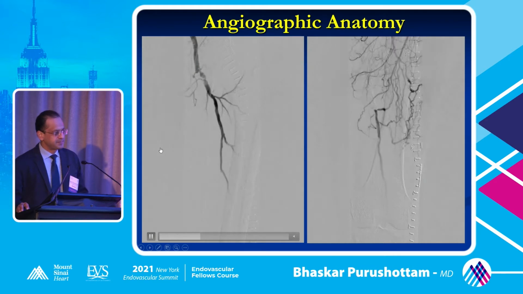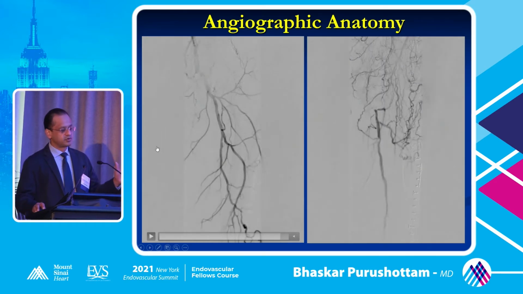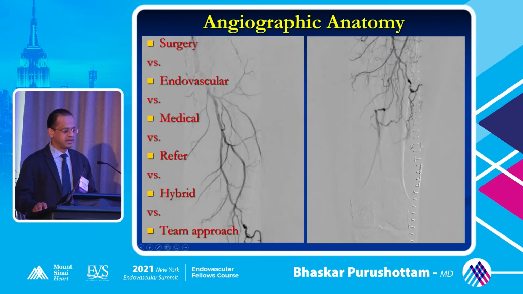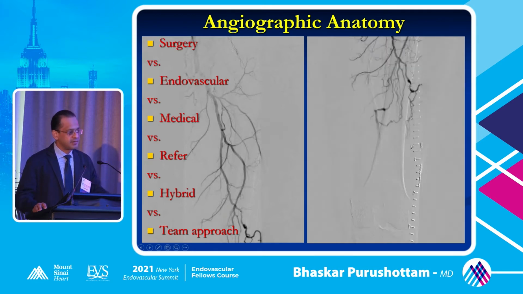So when you see a SFA CTO, these are the things which go into your head. What is going to be your approach? Are you going to be predominantly endo, or are you going to think this is a patient better served with surgery or a hybrid option?